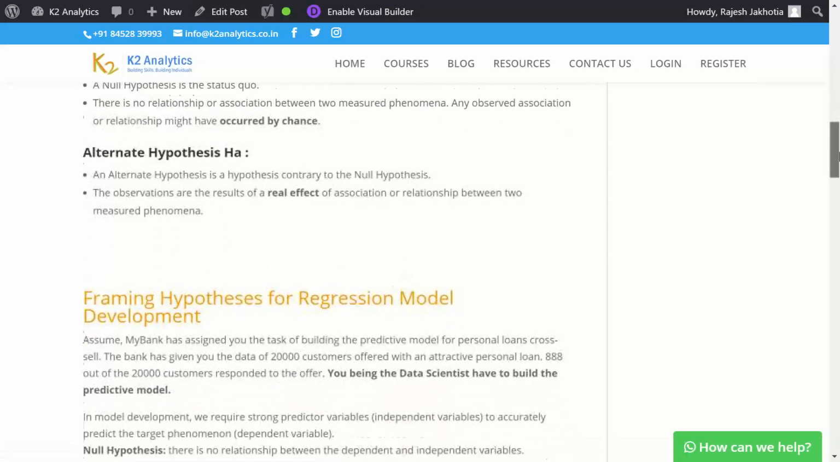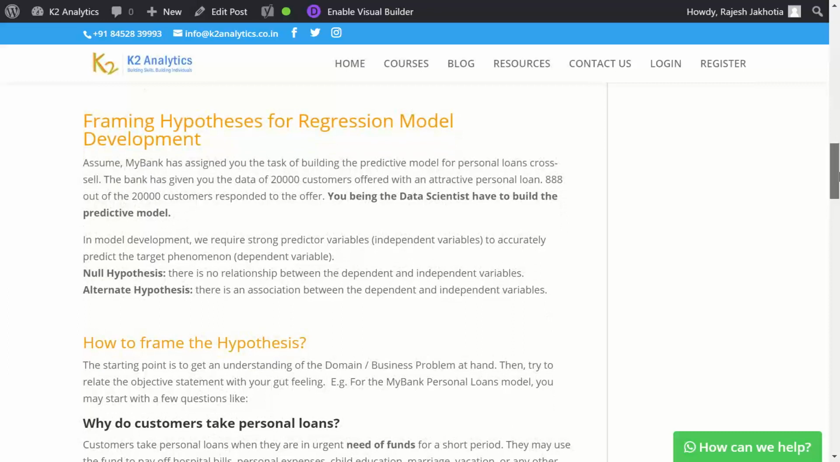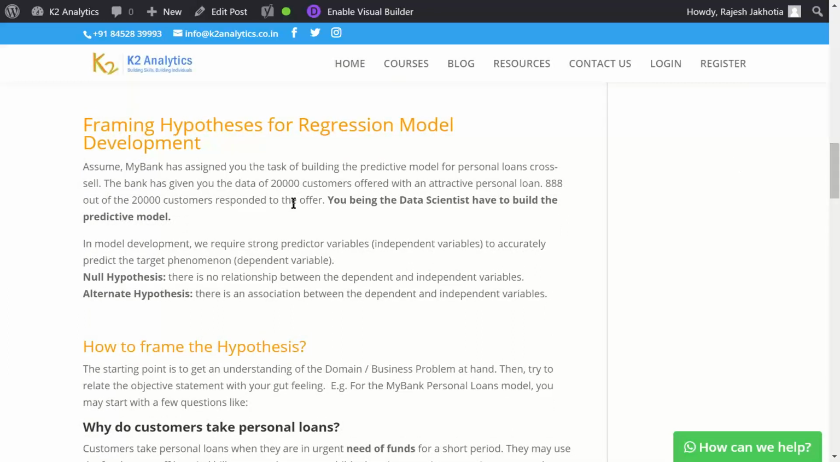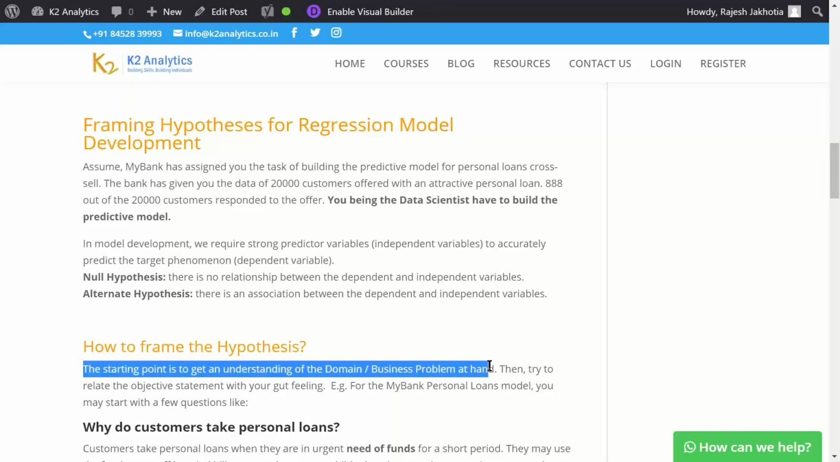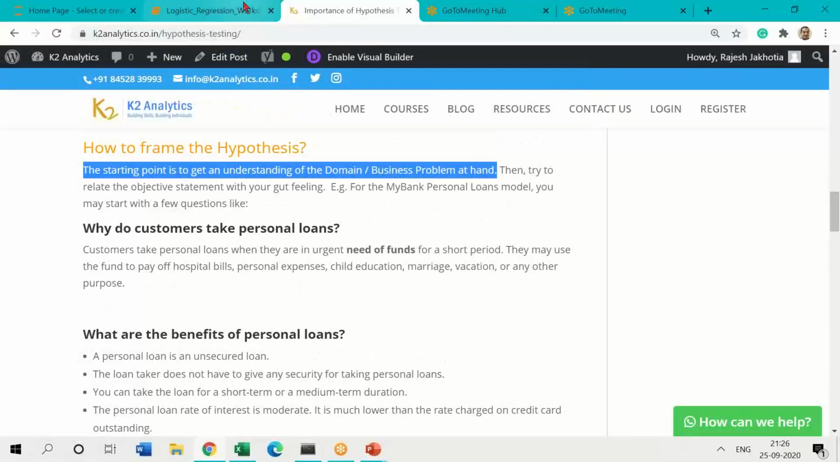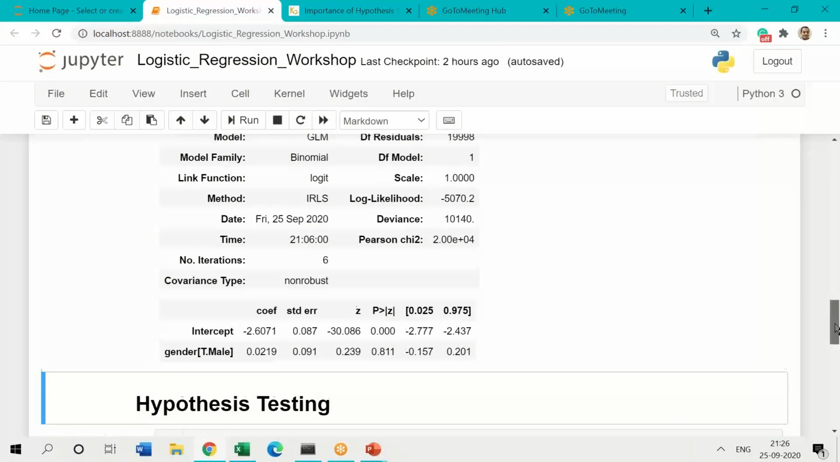How do you frame a hypothesis? To frame a hypothesis, one of the things you require is certain domain knowledge. The starting point is to get an understanding of the domain or the business problem at hand, and that is what we did in our day 1 workshop. Based on the domain knowledge, you start making hypotheses. Now let me explain a hypothesis. We'll all make a few hypotheses.